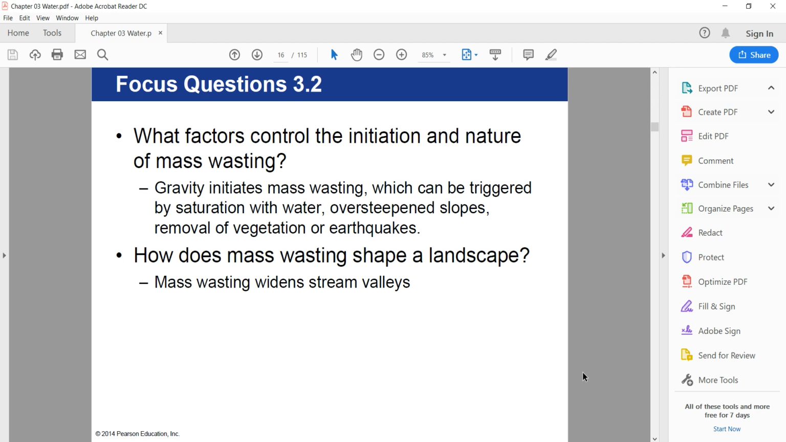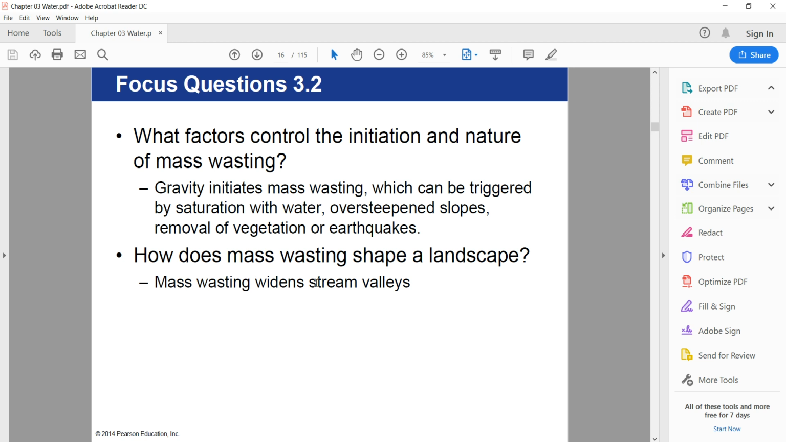Once again, a review: what factors control the initiation and nature of mass wasting? Gravity is always working in the background, and then there are four other factors: saturation or oversaturation of soil, oversteepened slopes, removal of vegetation, or major events like an earthquake. How does mass wasting shape a landscape?